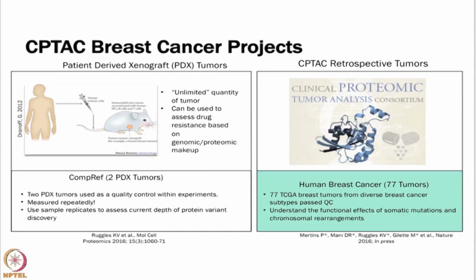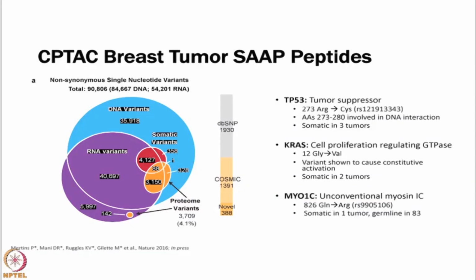And then the last thing I will discuss, just quickly, is the CPTAC data. So again, the 77 breast tumors. Here is an analysis where we combined all 77 and looked at them together. It's a similar kind of Venn diagram where we have all of our DNA variants, we have our RNA variants, and then only 4% of them were found at the protein level. So similar to what we showed in the last data set.